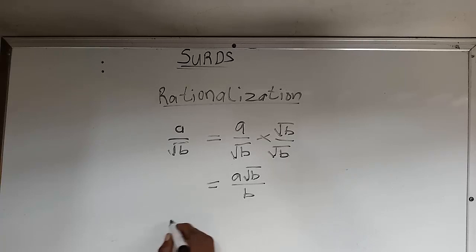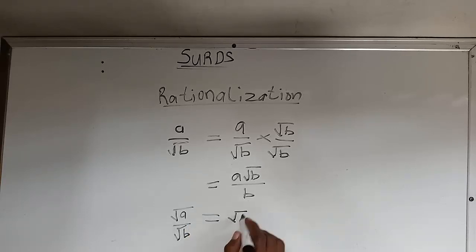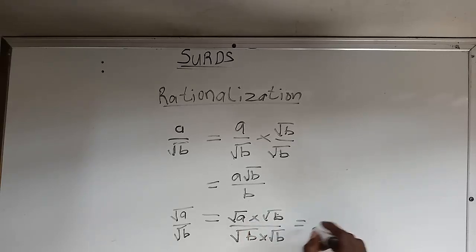So if we have a surd of the form root a over root b, and we want to rationalize, the same thing applies. So this will give us root a times root b over root b times root b. So this is multiplication, and this will give us root ab over b.